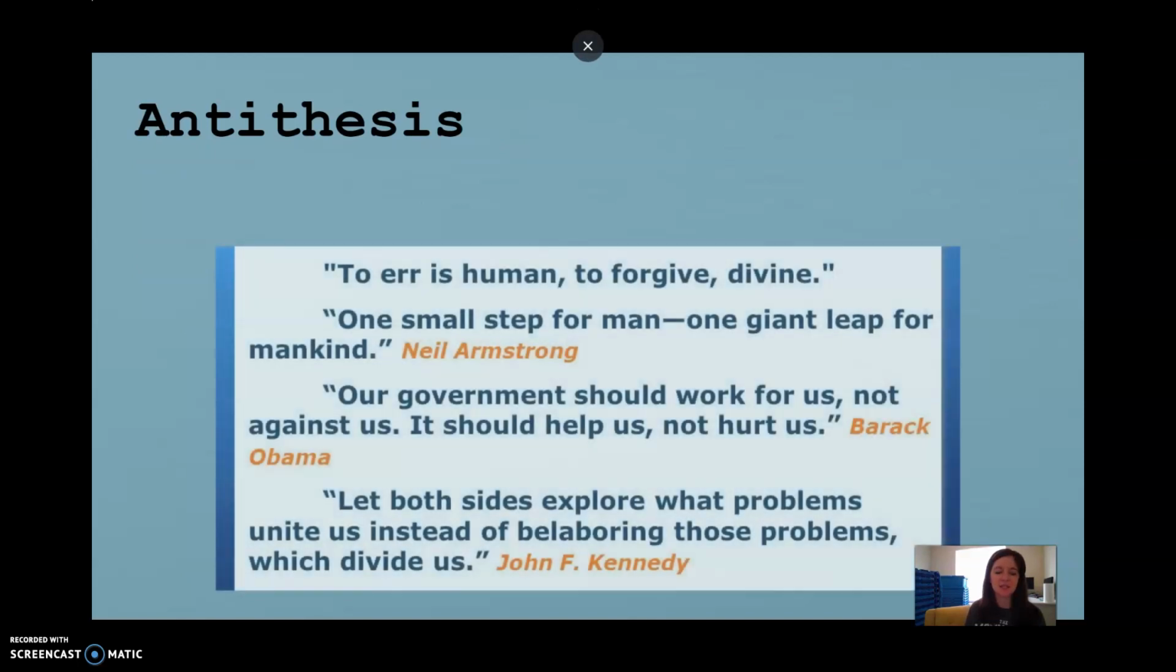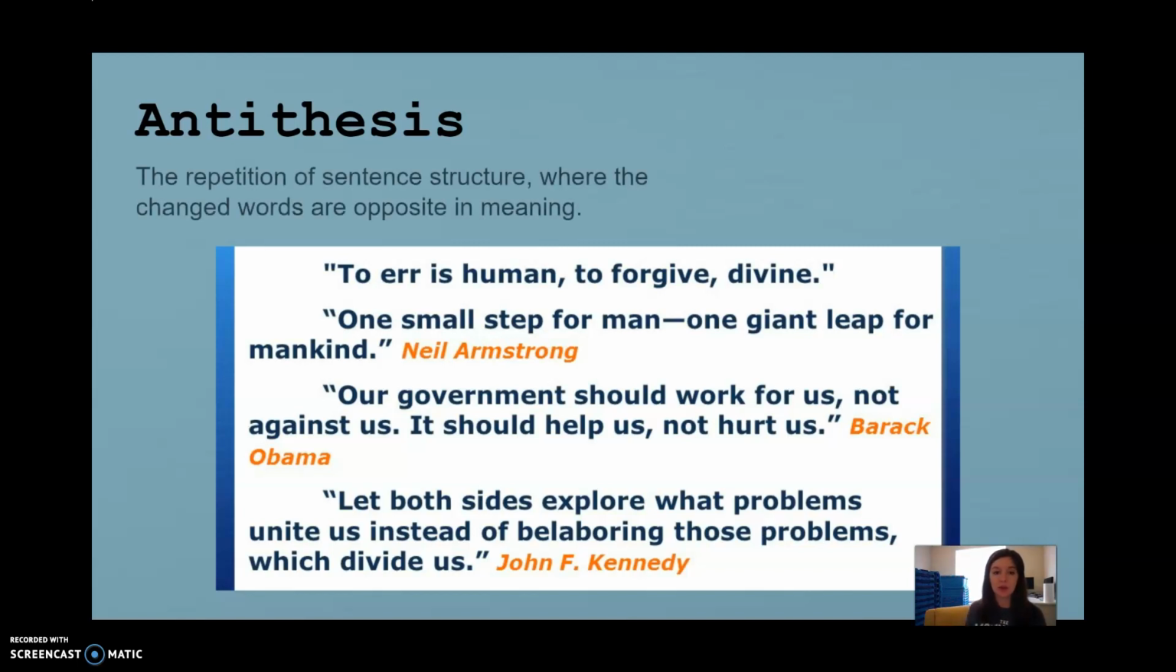So next we have antithesis. So antithesis is kind of, again, a sister or a cousin or a brother to parallelism, where it uses the repetition of sentence structure, but where the words change in the structure, they are actually opposite terms. So let's look at some examples. So to err is human, to forgive divine. So to blank is blank, to blank is blank. And you'll notice that if you think back to our syntax, they drop the to be verb and put a comma here instead. And so let's see a little syntax at work, or punctuation at work.